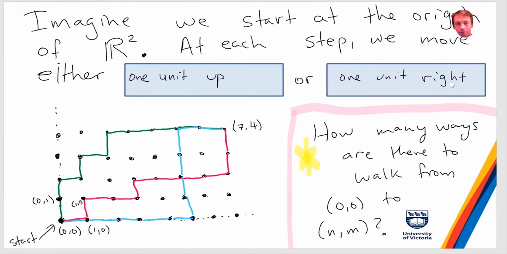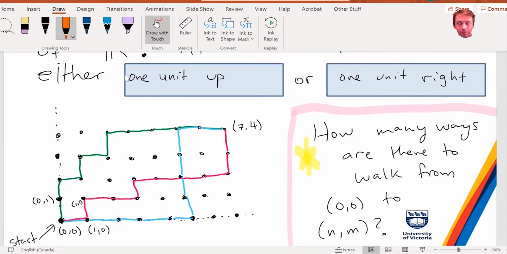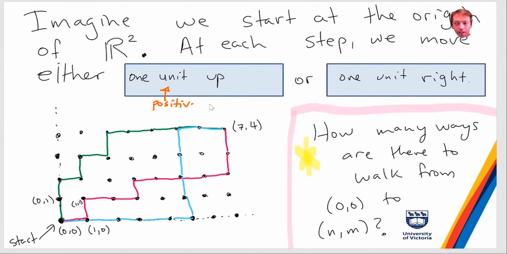When I say up, I mean, of course, in the positive y direction, and right means in the positive x direction. And when I say or, I mean you're not allowed to do both. So like an exclusive or. You can take a step up, or you can take a step right. And now what I'm wondering is, how many ways can you walk from the origin to the point n, m?